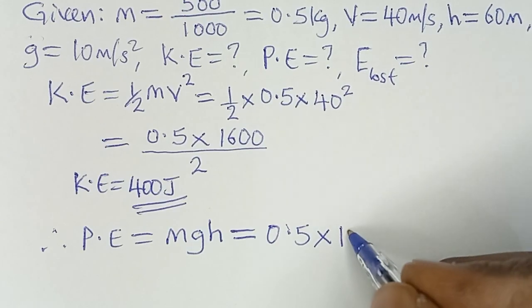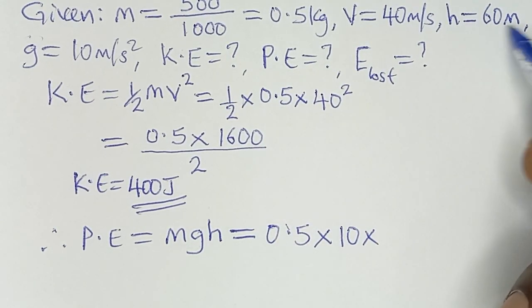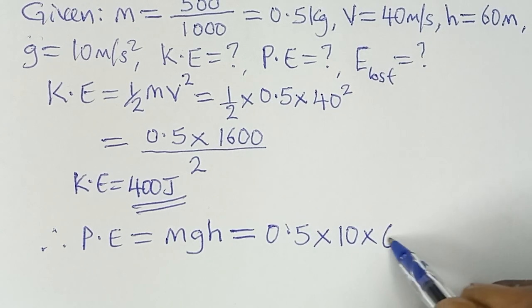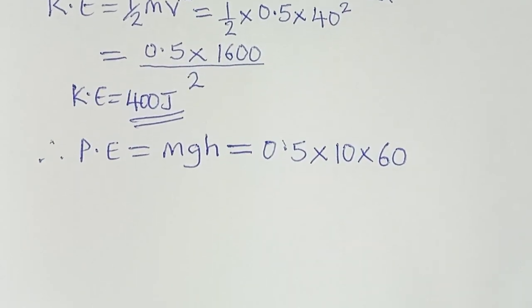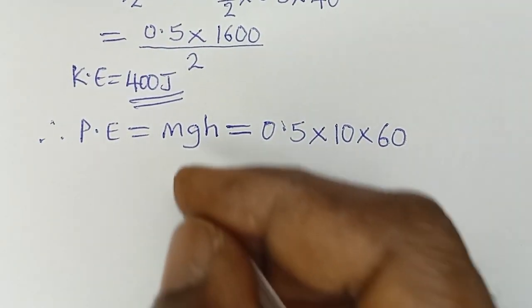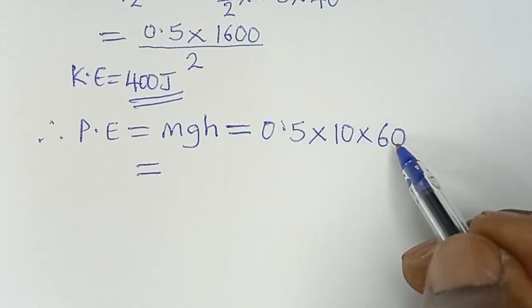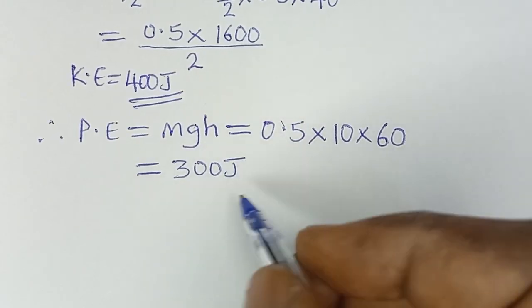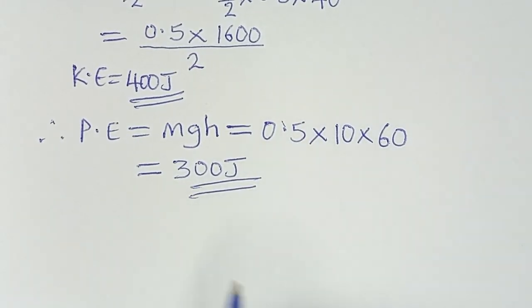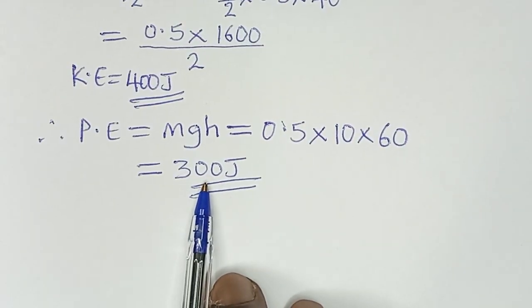So multiply by 10 and then multiply by the height. The height is 60 meter, and that is 60. So if we multiply all this together, we are going to get the potential energy. This multiplied by this is going to give us 5. Multiplied by 60 will give us 300 joules. So the potential energy attained at that highest level of 60 meters above the ground is 300 joules.